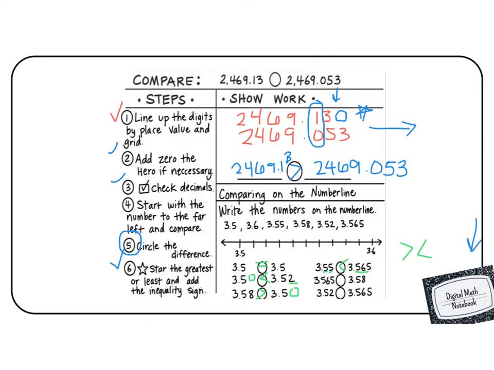In our next example, we have 3.565 and 3.58. Again, I know that 8 is bigger than 6, so I'm underlining the place value where the digits are different. That tells me which way the alligator should face. And our last question has 3.52 and 3.565. So I'm looking at this 2 and this 6, and I know that 6 is greater than 2. If you need to pause to type in these numbers into your digital math notebook, go ahead and do so now.